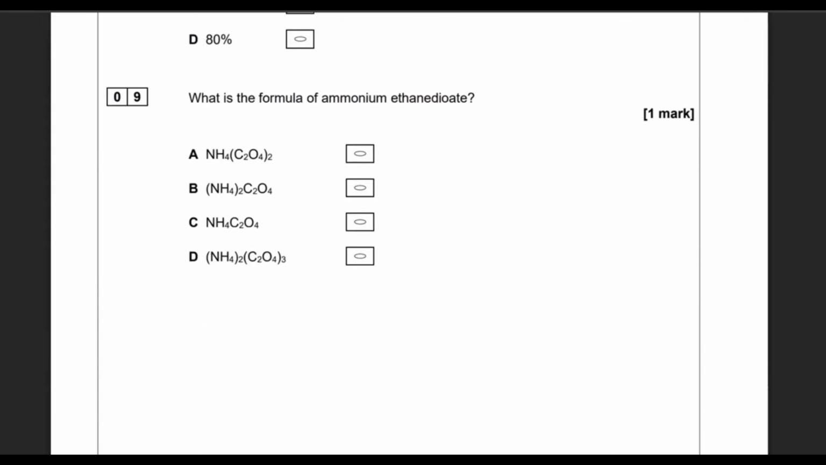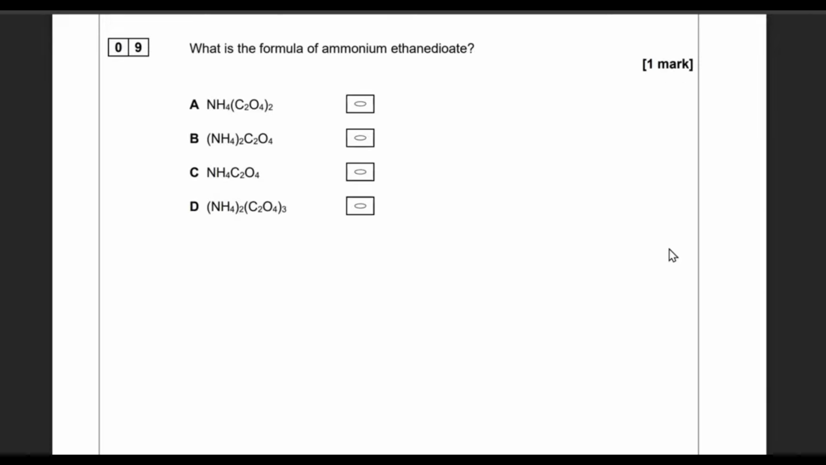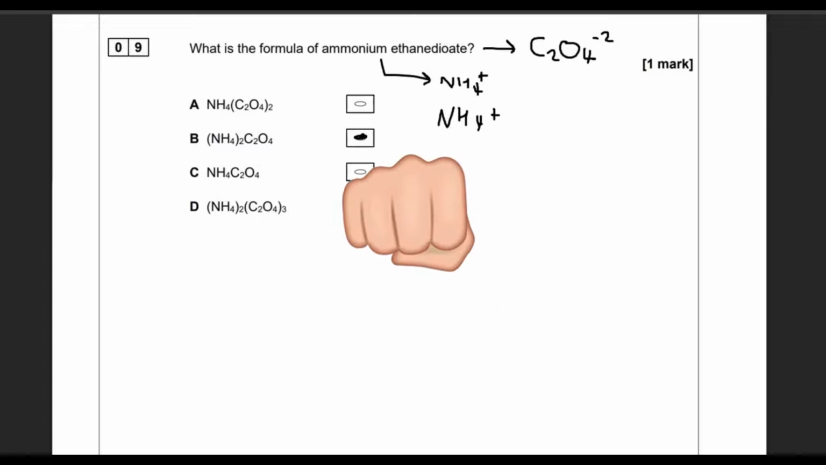This one is on the formula of ammonium ethandioate. Okay, so what we need to break down here is, do you remember the formula of ammonium? Hopefully you do. Ammonium is NH4+. Don't get it mixed up with ammonia, which is NH3. So the ammonium is an ion, the ammonium ion, NH4+. And then we have the ethandioate ion, which is C2O4 2-, or minus 2. So all we have to do is balance the charges here to get the formula for the compound. And we need 2 ammoniums to go with 1 ethandioate. So the answer's B. And there we go.